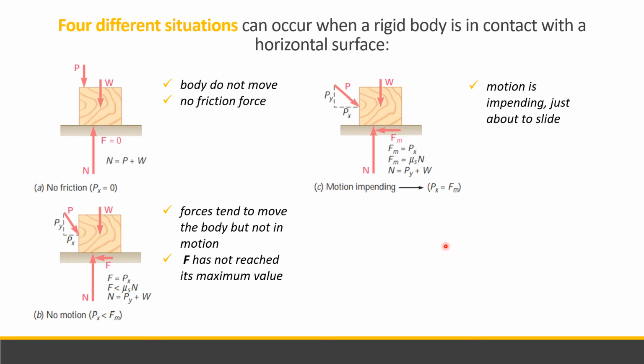So in this type of situation, motion is impending. The friction force F has reached the maximum value Fm. So we can now use the formula, together with the normal force N, which balances the applied force. F has reached its maximum value Fm. So both the Fm equation and the equilibrium equations can be used. In the previous situation, we could not use Fm, only the equilibrium equations.